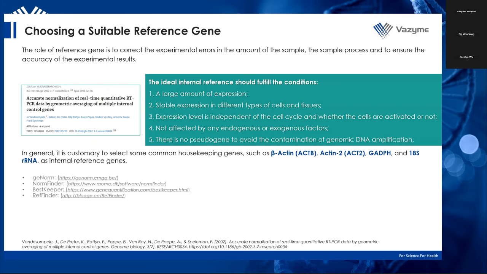So next is selecting a suitable reference gene. One of the key components in your qPCR master mix is your reference gene. Usually when we choose a reference gene, you want it to fulfill a few conditions. The first is it needs to have a large amount of expression. So no matter which sample it is, the expression value should be high.